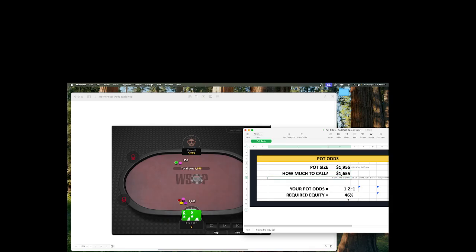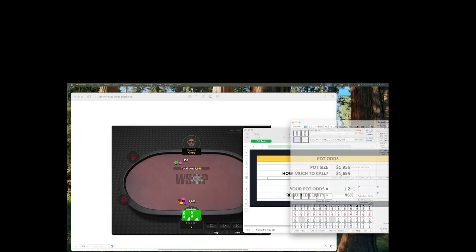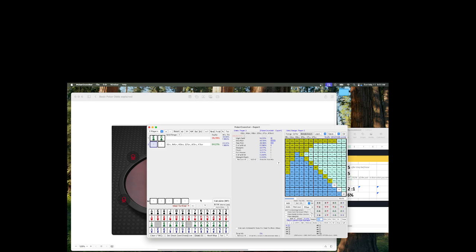All right, so he's getting 1.2 to 1, or 46% would be his equity. So to make this call, he should be winning 46% of the time to make this a profitable call, better than 46. So I'm going to go ahead, I'm going to clear this out, and let's see approximately how loose he should be calling this heads up shove in this situation.